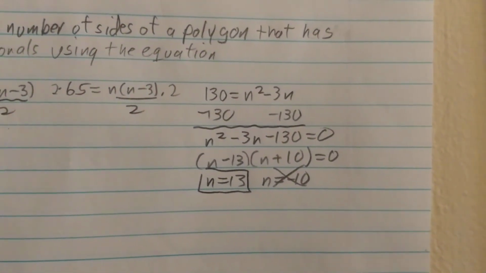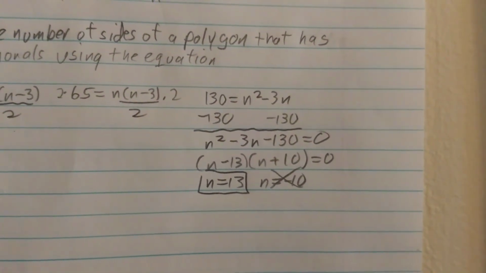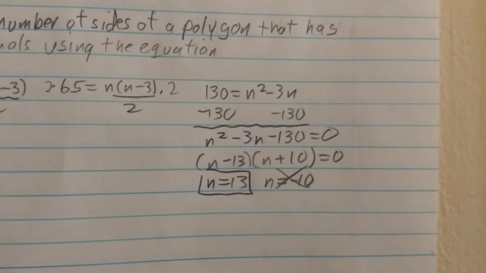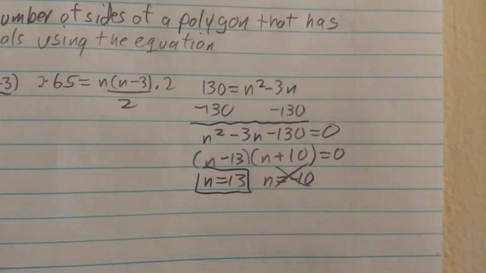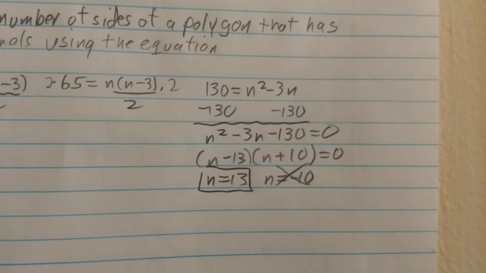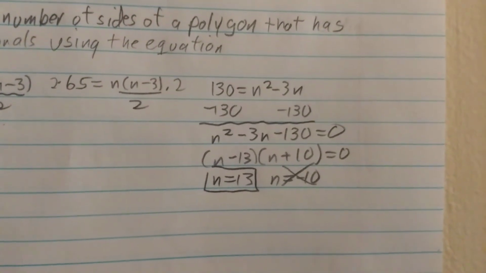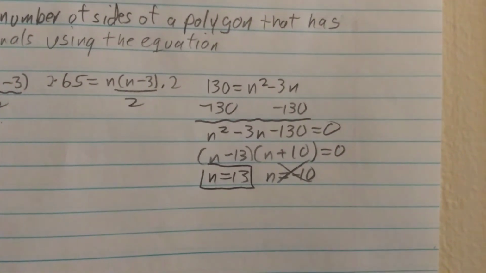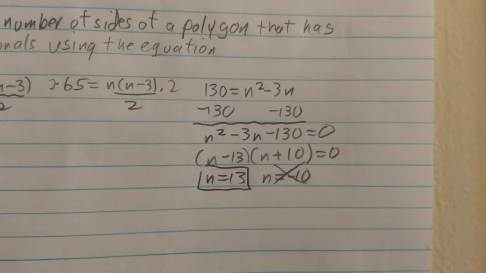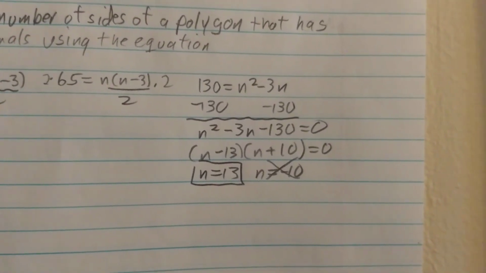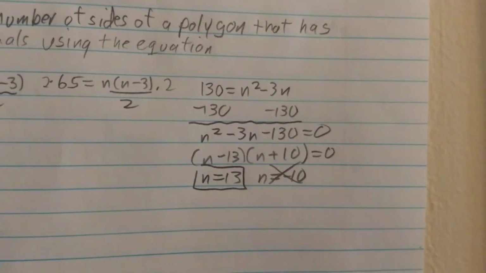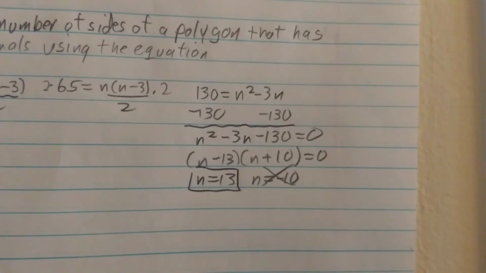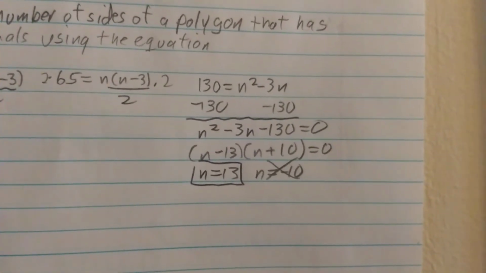Then we need two numbers that multiply together to negative 130, but that are 3 apart, which we need negative 13 and plus 10, so it factors to (n - 13)(n + 10), and changing signs to solve, we have n equals 13 as the number of sides, but n equals negative 10 we have to throw away.